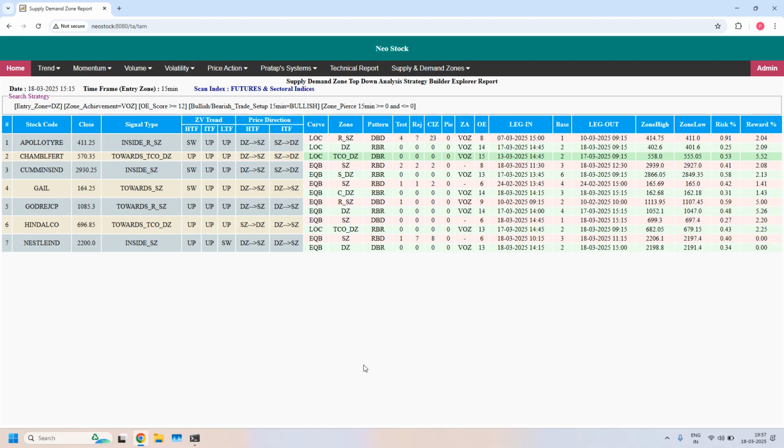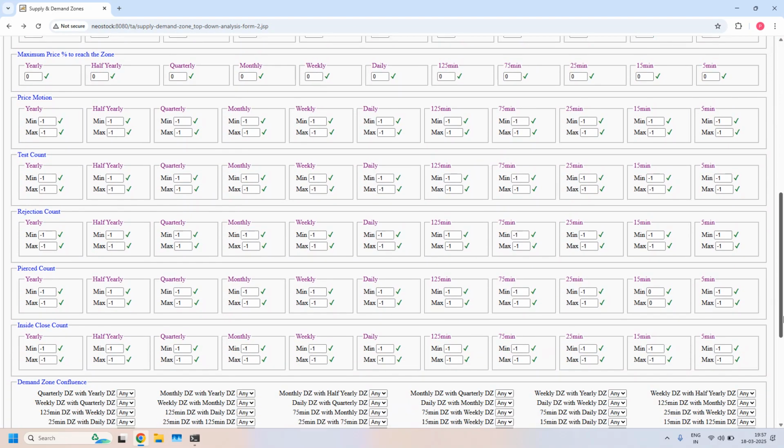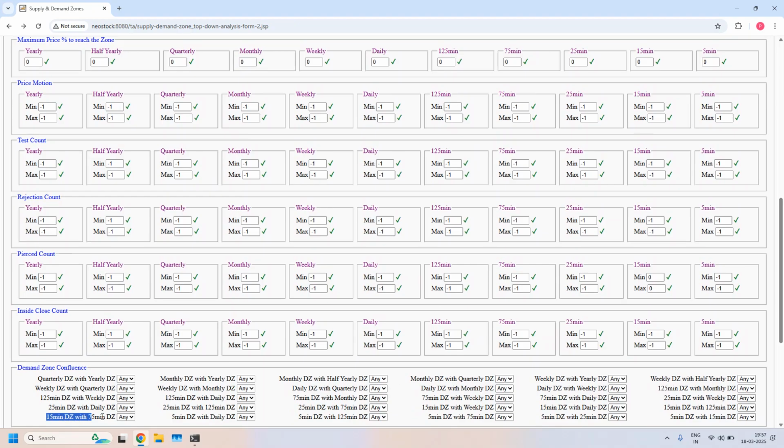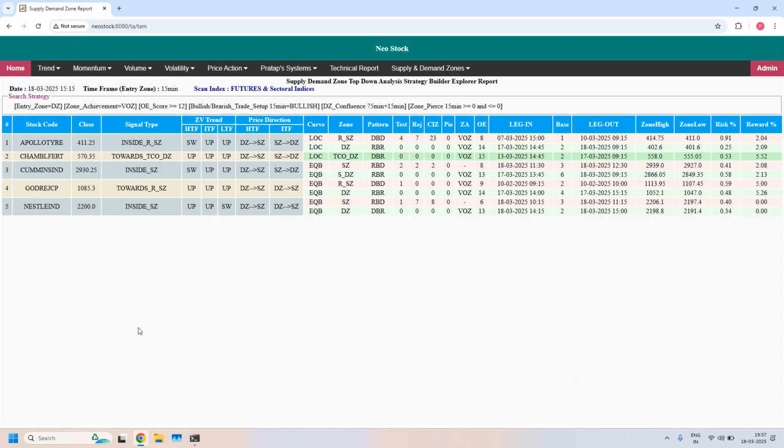First filter is a 15 minutes demand zone with 75 minutes demand zone confluence. So this is the filter I am enabling, demand zone confluence. So with this filter, we got 5 stocks. In these 5 stocks, these 15 minutes demand zones overlapped with the 75 minutes demand zone. And 75 minutes trend is up in all these stocks. If the 75 minutes demand zone is having daily EMA confluence, then those 15 minutes demand zones are having more high probability to get success. Let's verify.